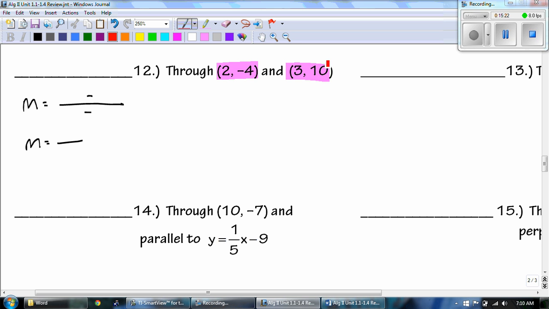So figuring out the slope, 10 minus -4 turns into 10 plus 4, which is 14. Okay, on the bottom, I have 3 minus 2. 3 minus 2 is 1. And 14 divided by 1, we get 14. Okay, so now that I know that, I can go ahead and do point slope.